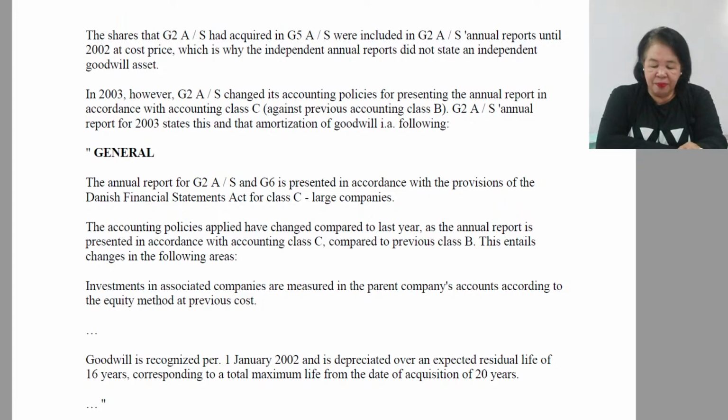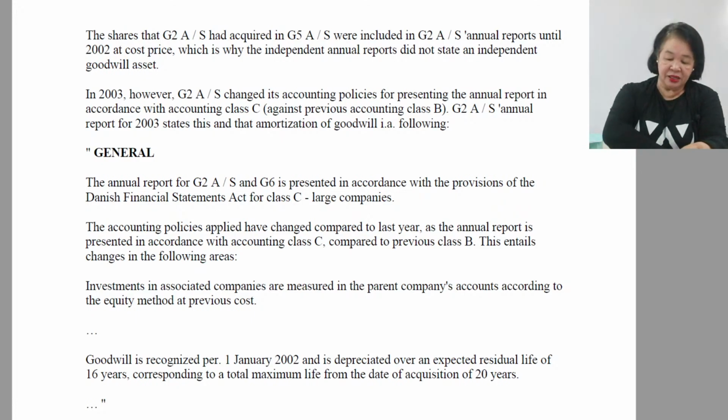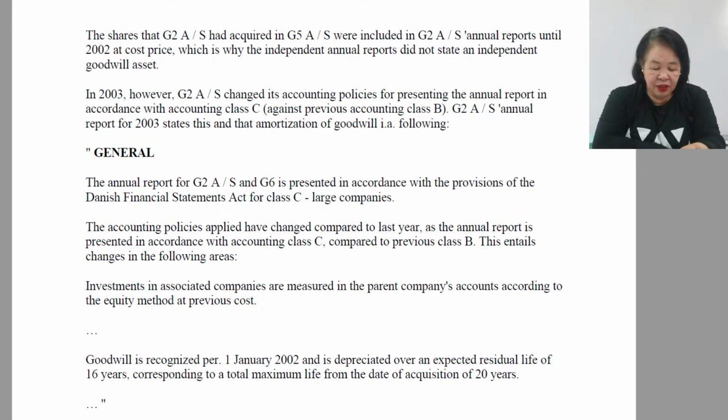The accounting policies applied have changed compared to last year. They changed the accounting standard. The annual report is presented in accordance with accounting class C compared to previous class B. So this entails changes in the following areas. These are the changes because of the accounting standard change. Investment in associated companies are measured in the parent company's accounts according to the equity method instead of previous cost.